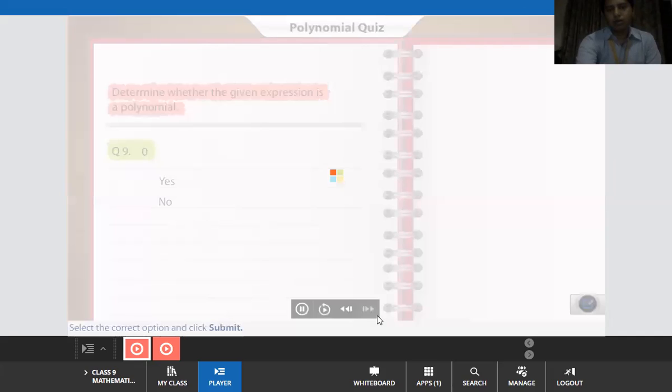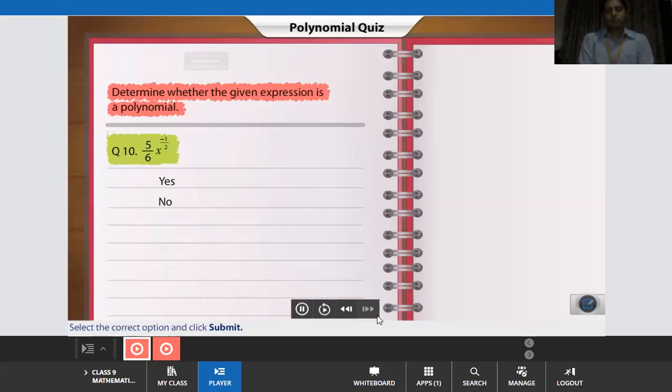Now question number 10. Select the correct option and click submit. 5 by 6 x raised to power minus 1 by 2. As the power of x is not a whole number, the power of x is in the form of a fraction, minus 1 by 2, this is why this is not a polynomial. So we'll click no and then we'll submit it.